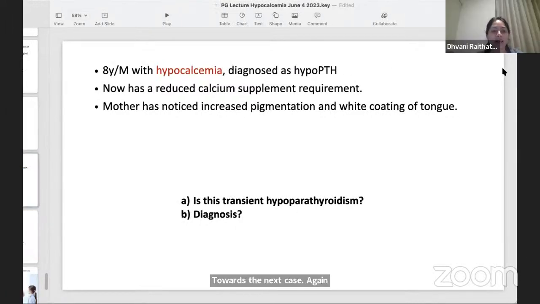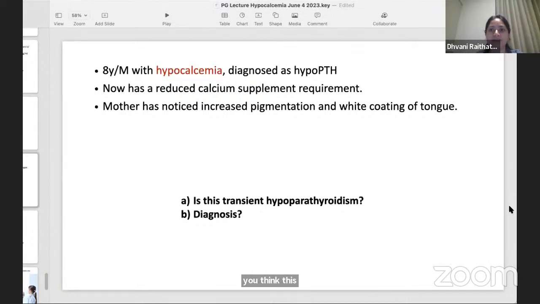Okay, so 8-year-old boy with hypocalcemia, he was diagnosed with hypoparathyroidism, was started on calcium and calcitriol supplements. Now mother has noticed an increased pigmentation and white coating of tongue that she has noticed for a very long time, but never really paid attention to. So do you think this hypoparathyroidism was transient and is getting better now?